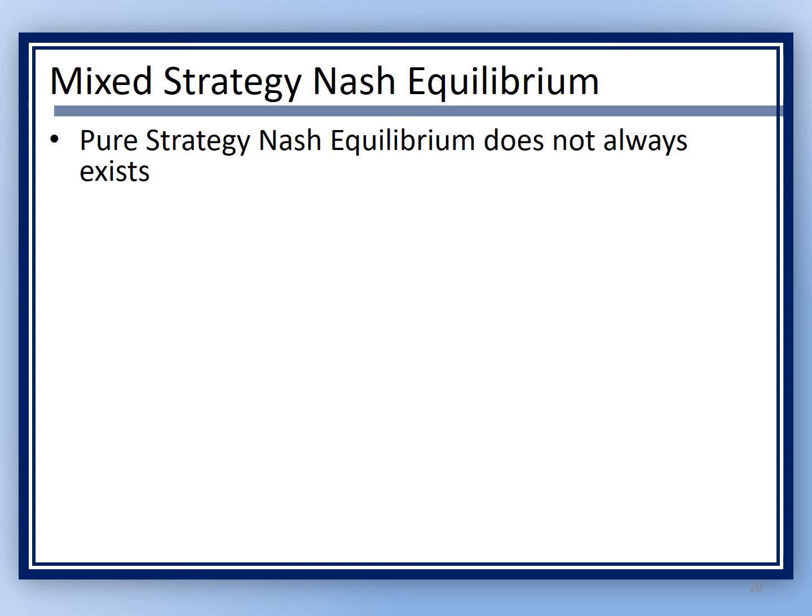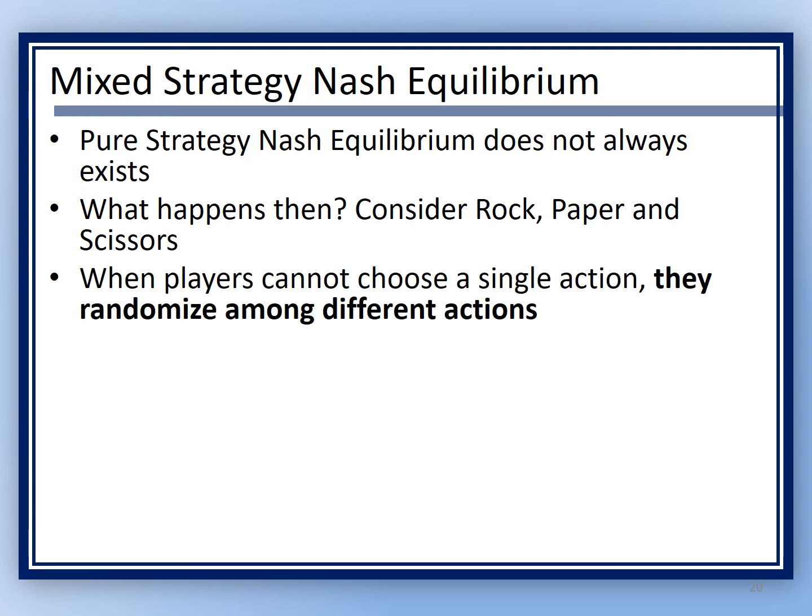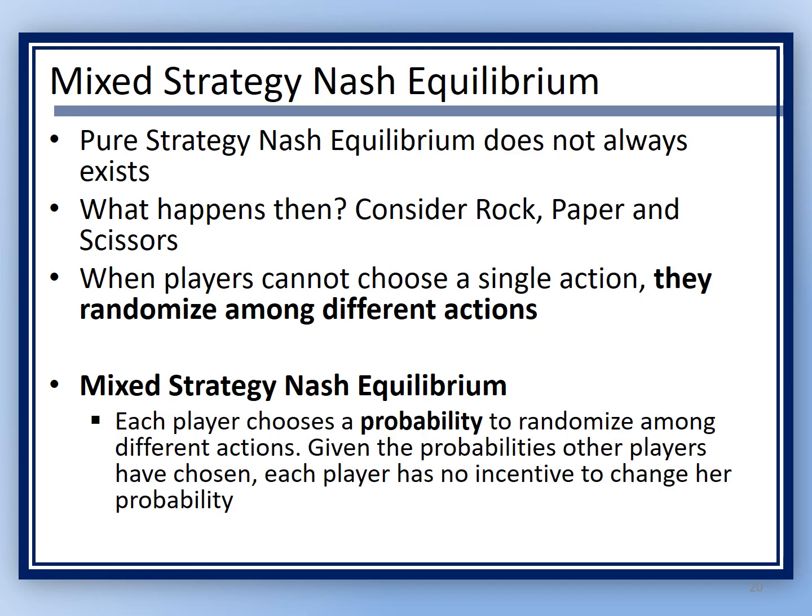So in the case where a pure strategy Nash equilibrium does not exist, players randomize. Use every action with some chance. That's called a mixed strategy Nash equilibrium. Instead of picking a single action, each player chooses a probability to randomize among different actions. Given the probabilities the other players have chosen, each player has no incentive to change her probability.